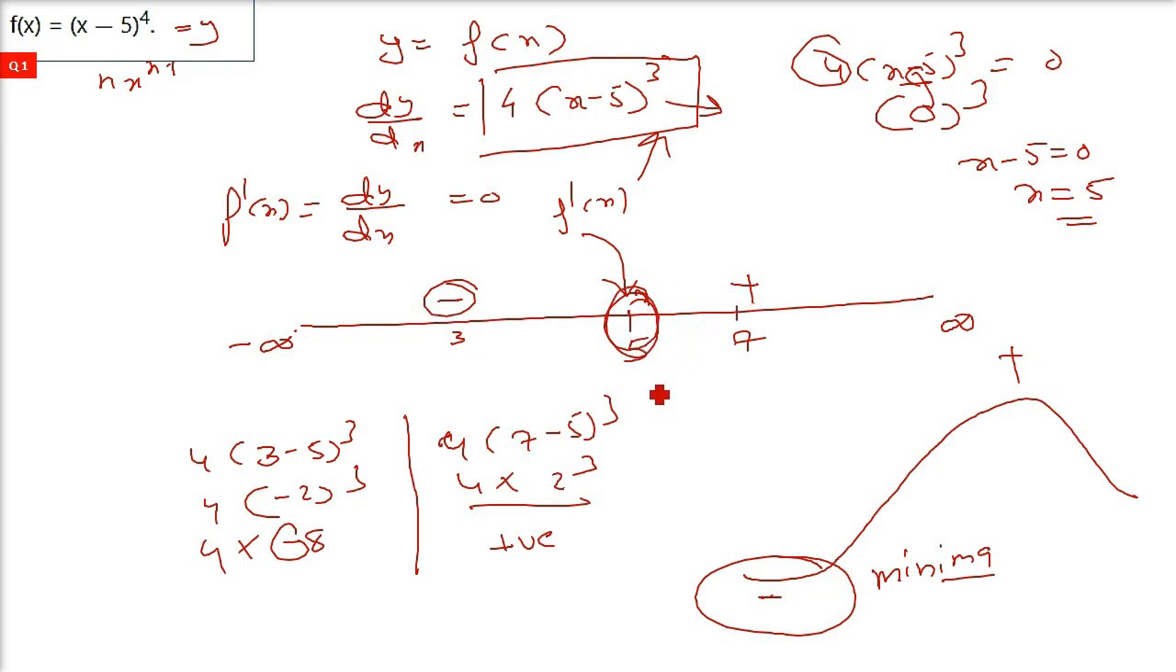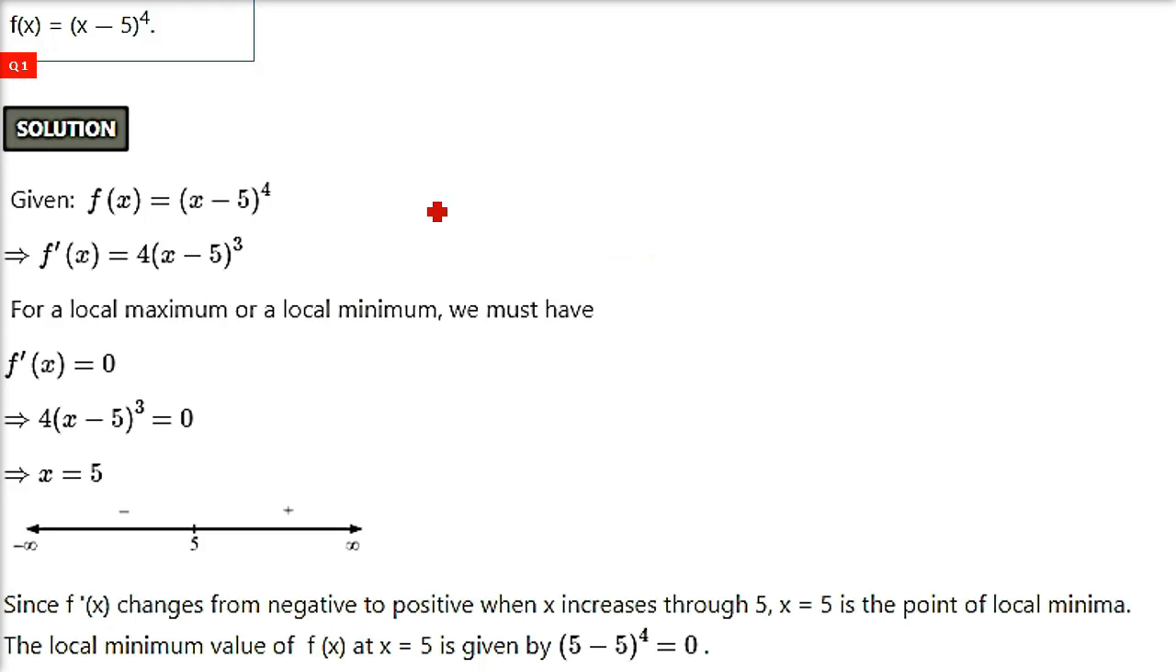And if you want to find out the value of y for this x equals 5, then you have to place it in the actual equation. So this is the whole scenario. As I told you, to find the value of y at x equals 5, which is the critical point, you have to place it in the first equation, which is the original equation. 5 minus 5, that is 0. 0 to the power 4 is 0 only. So the local minimum value is 0.